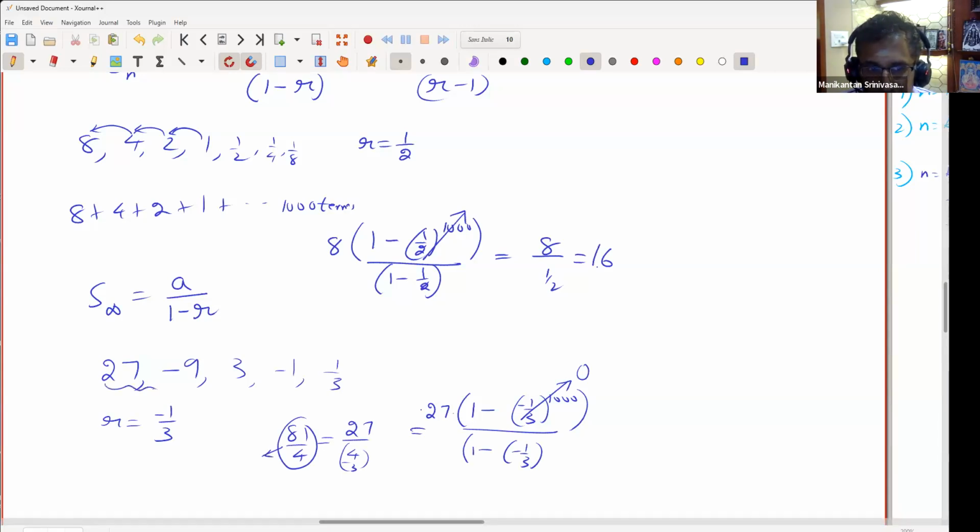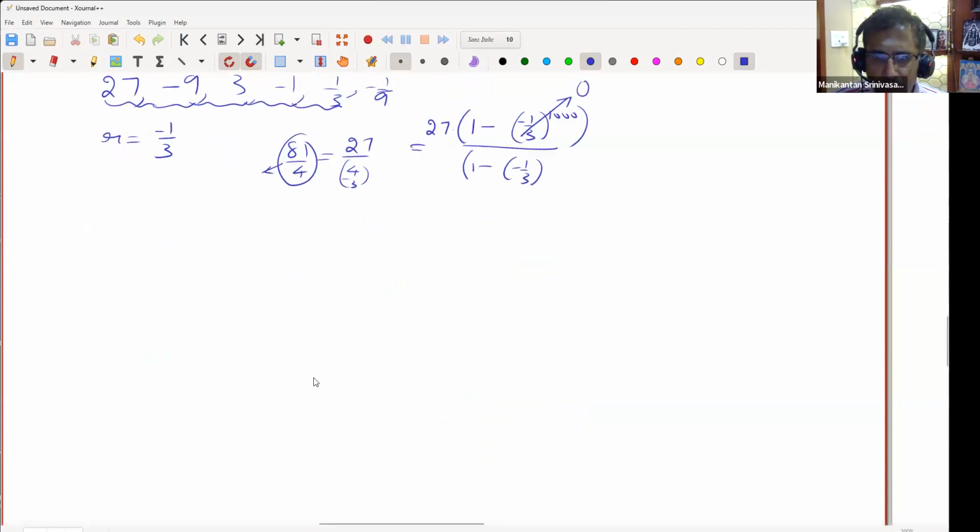Do we approach 20? Let's see. 27 minus 9 is 18. 18 plus 3 is 21. 21 minus 1 is 20. 20 plus 1/3 is only slightly more than 20. And then the next one will be minus 1 by 9. You're seeing that we are almost zeroing in on 20, right? Which is 81 by 4. So the sum till infinite terms in a geometric progression is this. Okay, let's do one example problem.